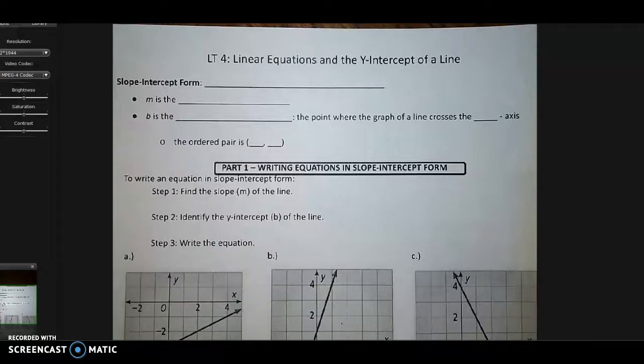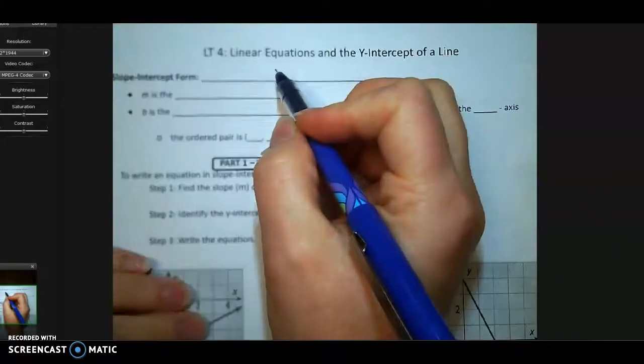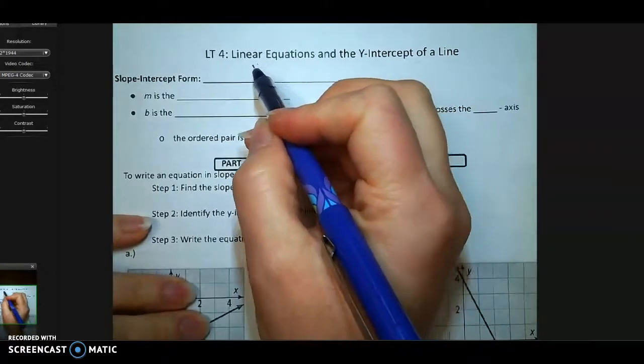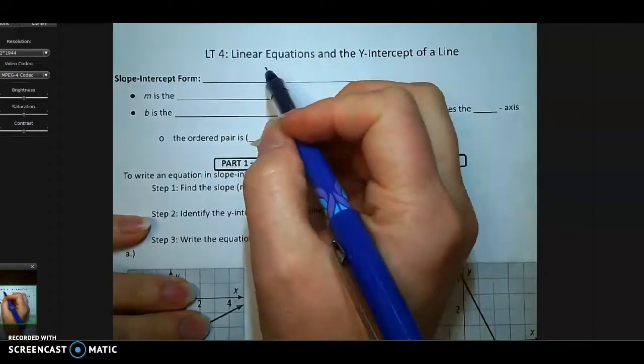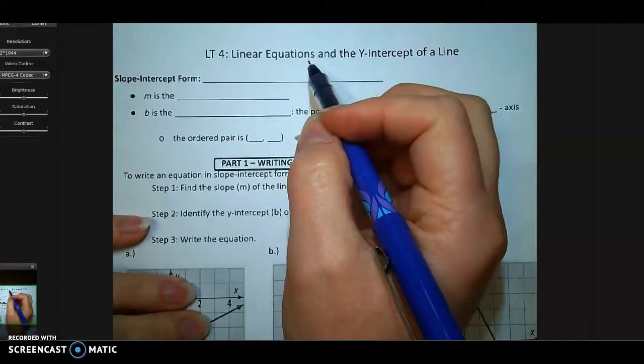All right, today we're going to be continuing on and adding to our knowledge of slope of a line. So we've been working with linear equations. And remember, linear equations are just equations that I can use to plug into to plot my line. So it's just the equation of the line. It's just another way to describe that line on the graph.